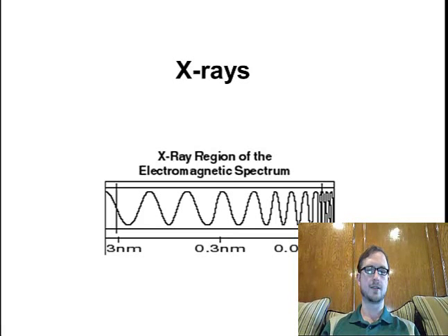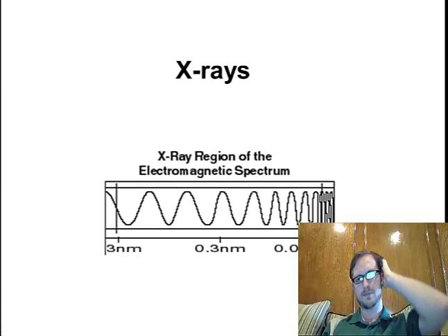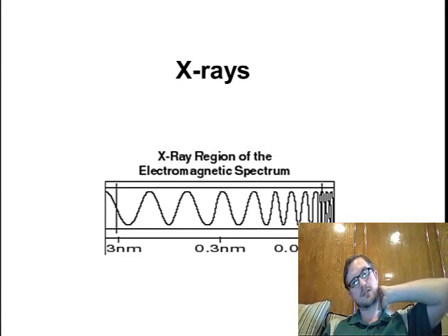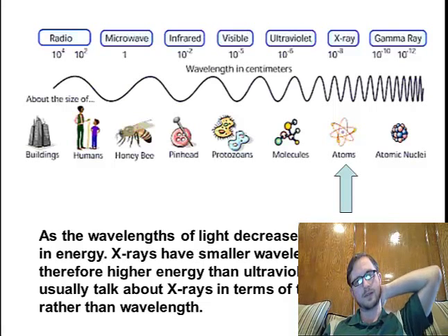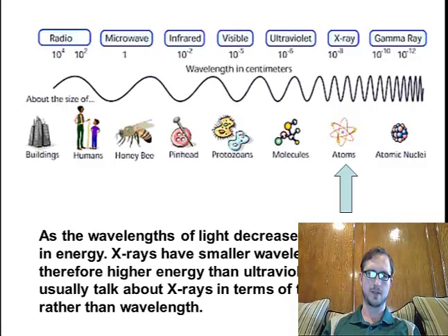X-rays are higher energy still. Now remember I told you that we can't see anything that's smaller than the wavelengths. So X-rays are useful because they're very small wavelengths. We can see small things with them. They're very high energy because of their high frequency. They have a low wavelength. Low wavelength, high frequency, that means high energy.